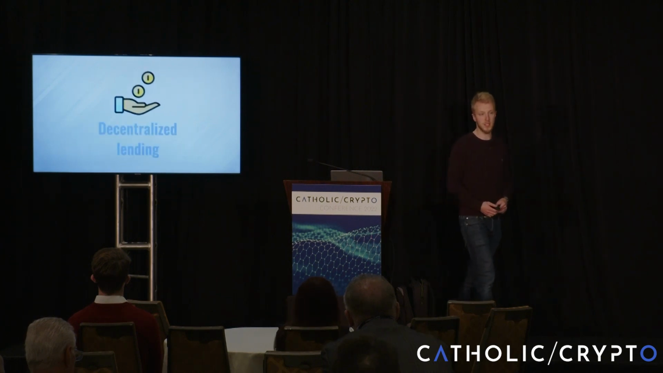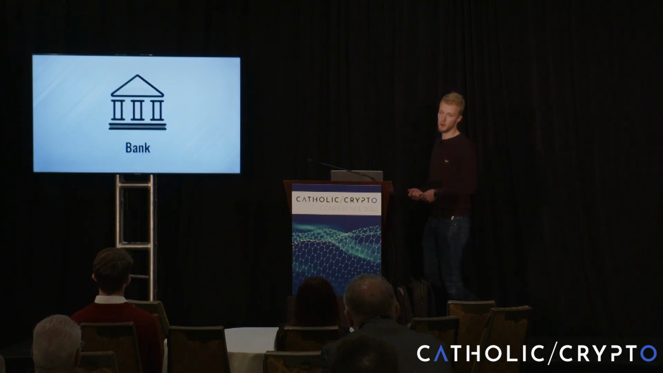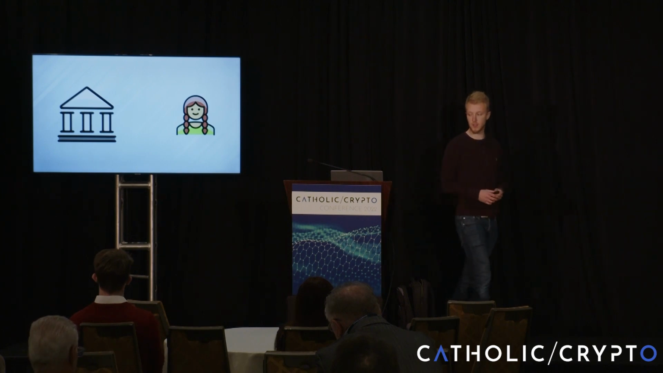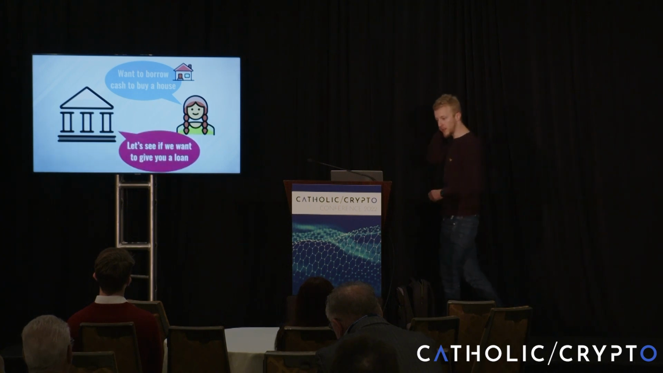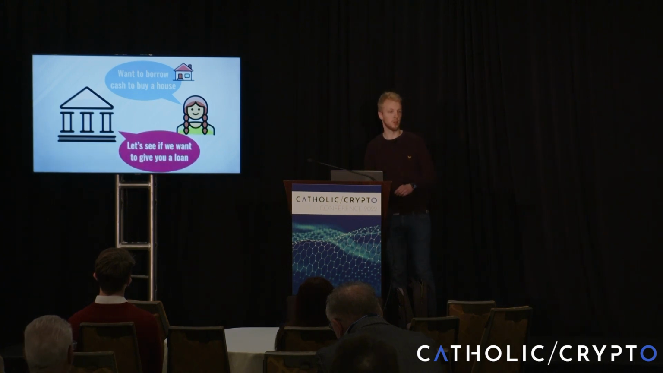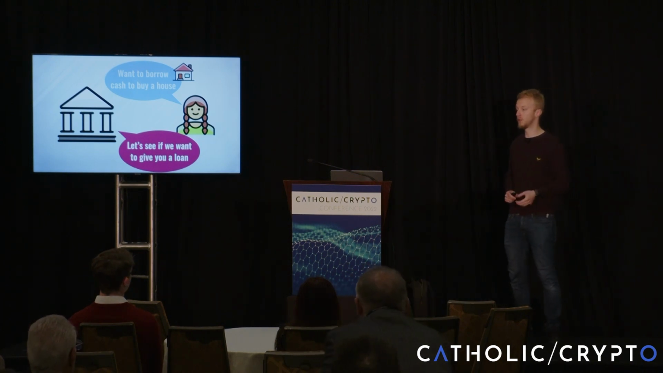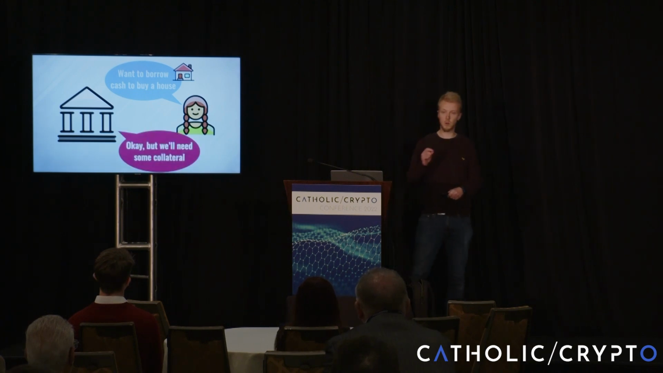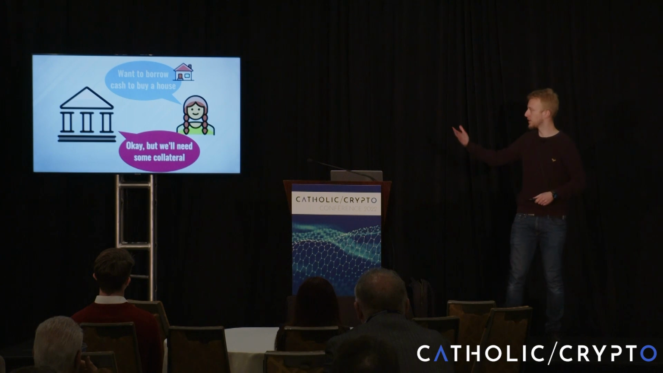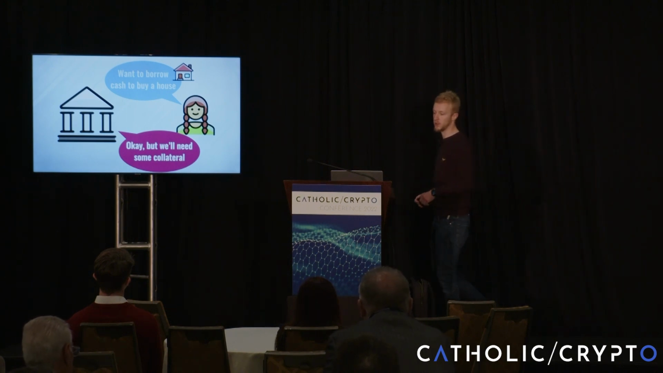Another example is decentralized lending. You know, if you want to borrow some money, you have to go through a bank. For example, you might want to buy a house. So you go to your bank and you say, hey, I want to borrow some cash for a house. And the first thing that the bank will say is, well, let us see if we want to give you a loan. So tell us who you are, where you work, what other assets you might have, and so forth. And then, if that all checks out, the bank will say, okay, we're going to give you a loan, but we'll also need some collateral. In the case of buying a house, that is your mortgage. If you don't repay your loan, the bank is entitled to take your house and sell it off.